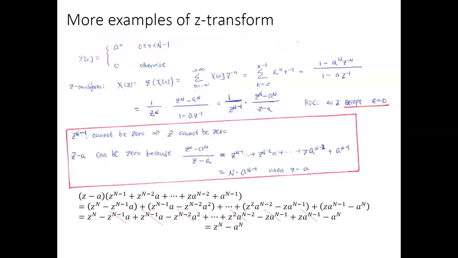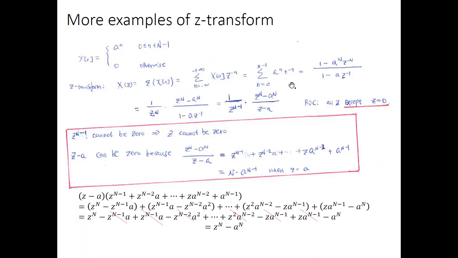Okay. So for this signal, again, we use the standard formula, the infinite sum of x of n z to the power minus n, to calculate its Z transform. x of n is zero everywhere else, so this infinite sum can be reduced to a finite sum. We only retain the terms from n equals zero to capital N minus one. In this region of n, x of n can be expressed as a to the power n, then multiplied by z to the power minus n.